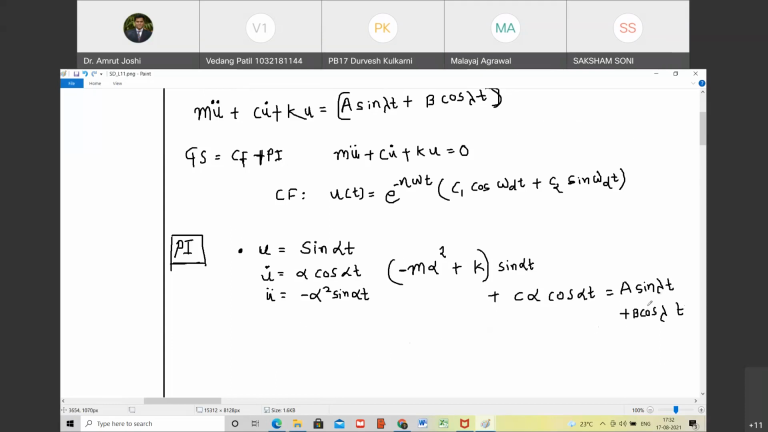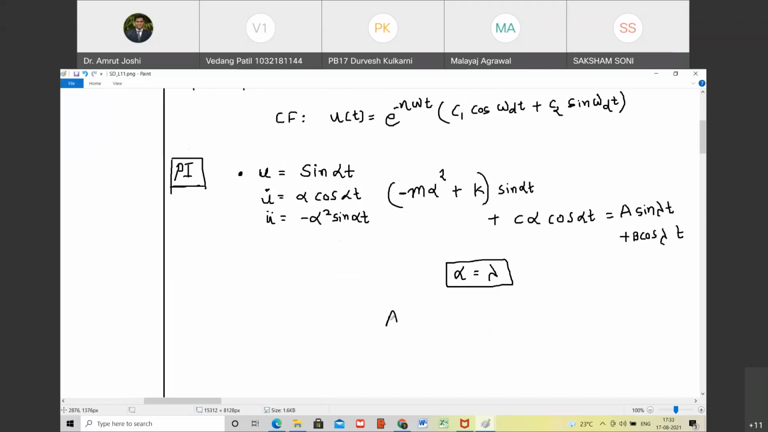So what do we understand about lambda? Alpha must be equal to lambda. Do you agree with me? Yes. Okay, that is one thing. Now if alpha is equal to lambda, I get another thing. A must be equal to minus m lambda square plus k. Do you agree? Yes, sir.